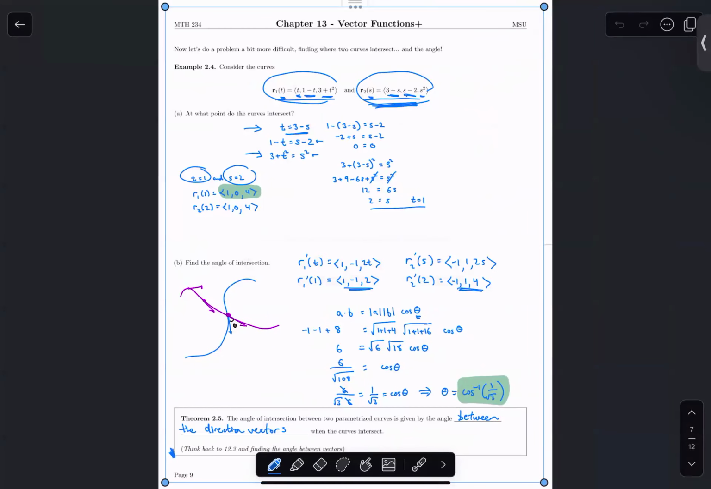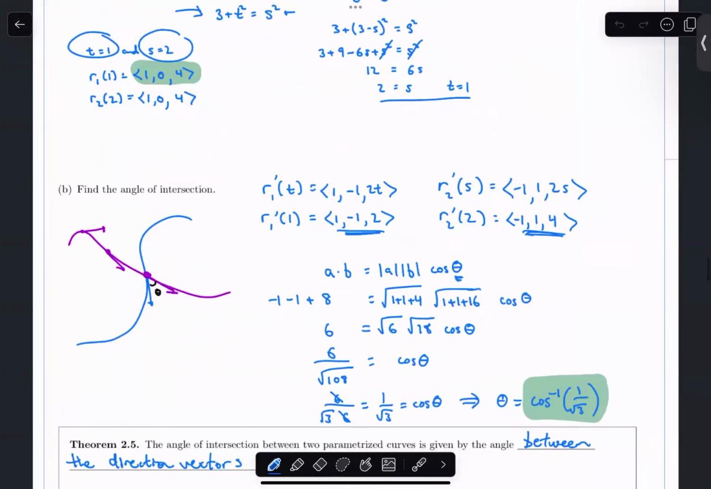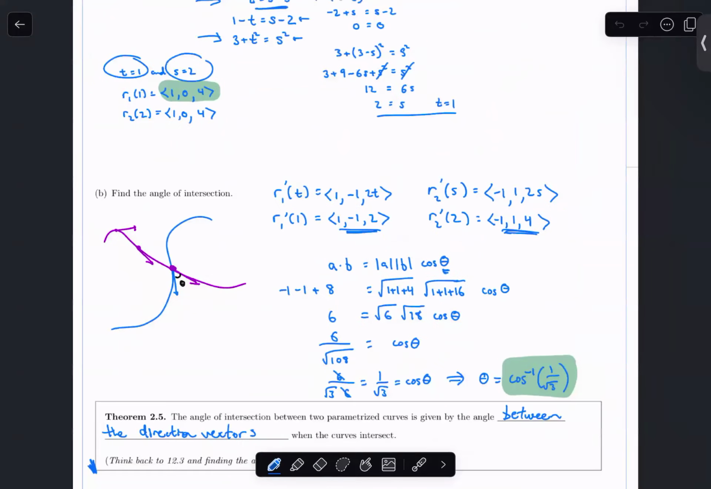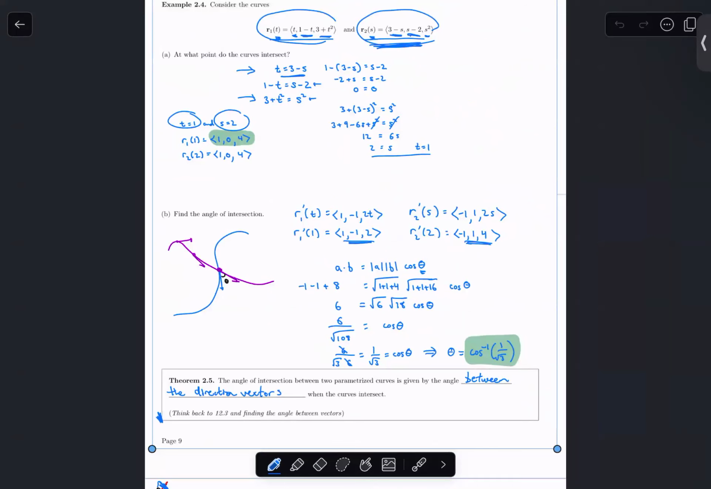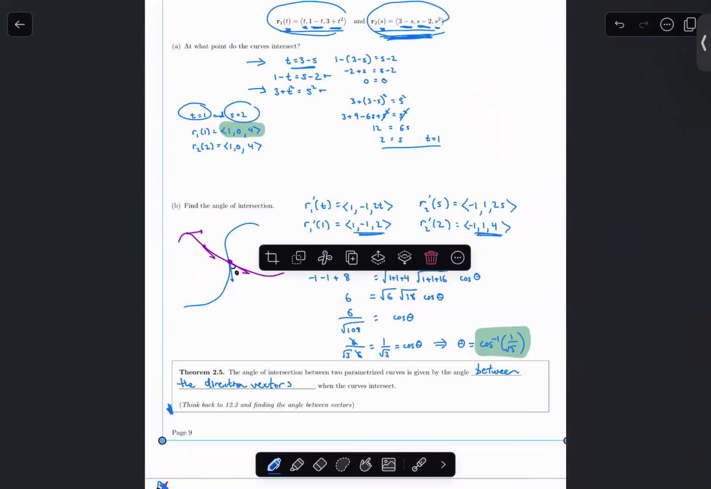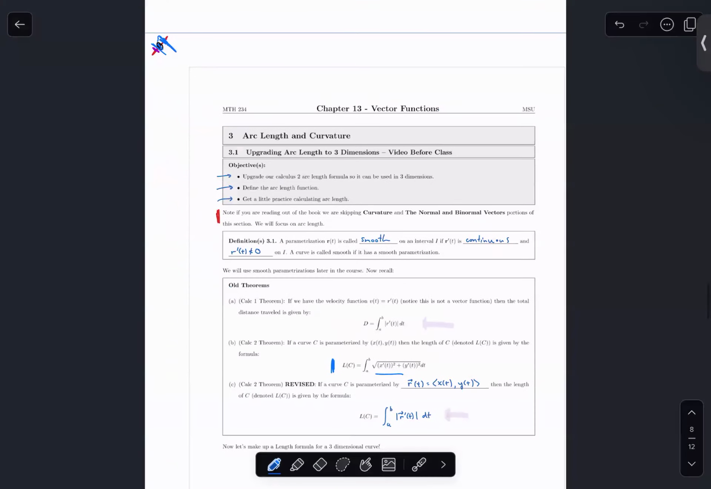We can also ask questions like find the angle of intersection, in which case, as we learned, you just need to find those tangent vectors and find the angle between those vectors. So that was the first video. The second video covered the arc length stuff.